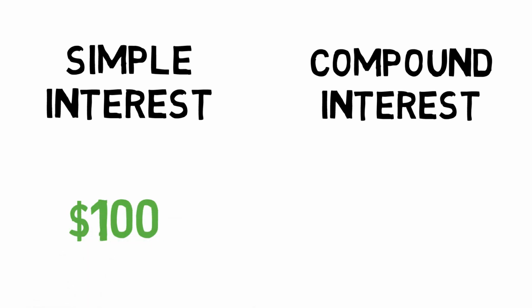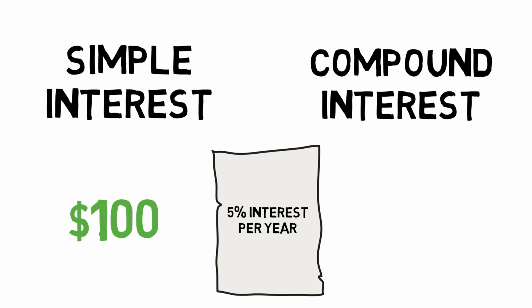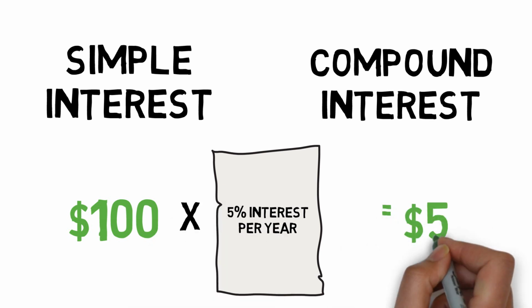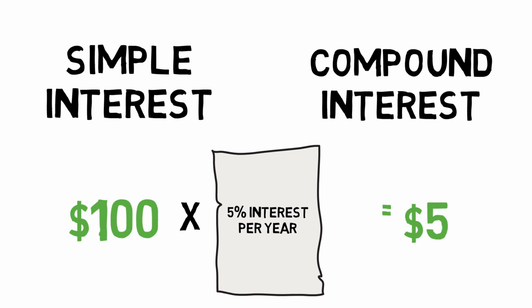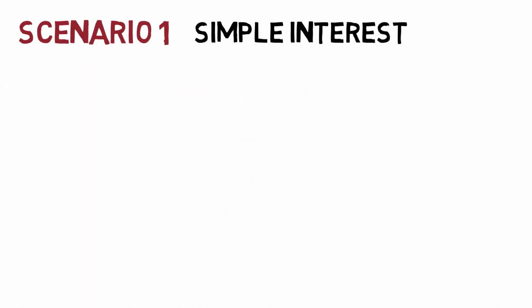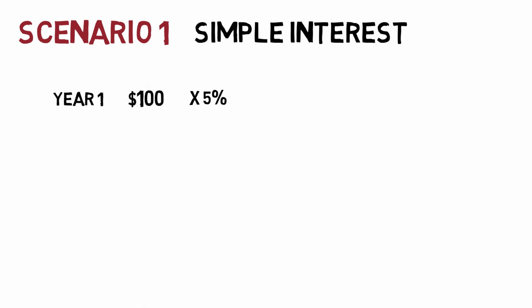Let's say that we have $100 and we found an investment that pays 5% interest per year. $100 multiplied by 5% equals $5. So at the end of the year, our $100 investment has earned us $5 in interest. Scenario 1 will be our simple interest scenario. So in year 1, our original $100 earns 5%, so we get $5 in interest for the year.